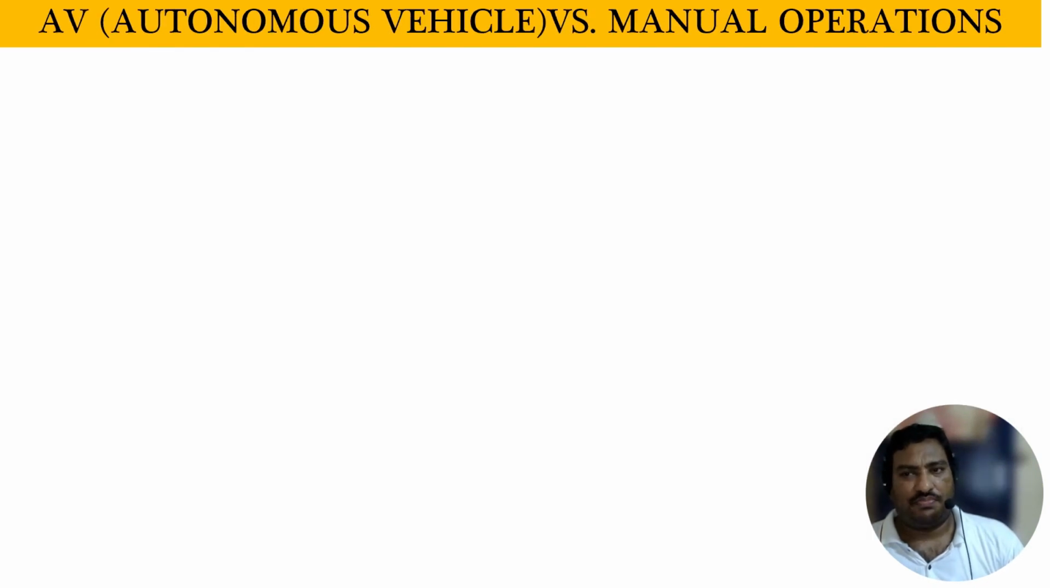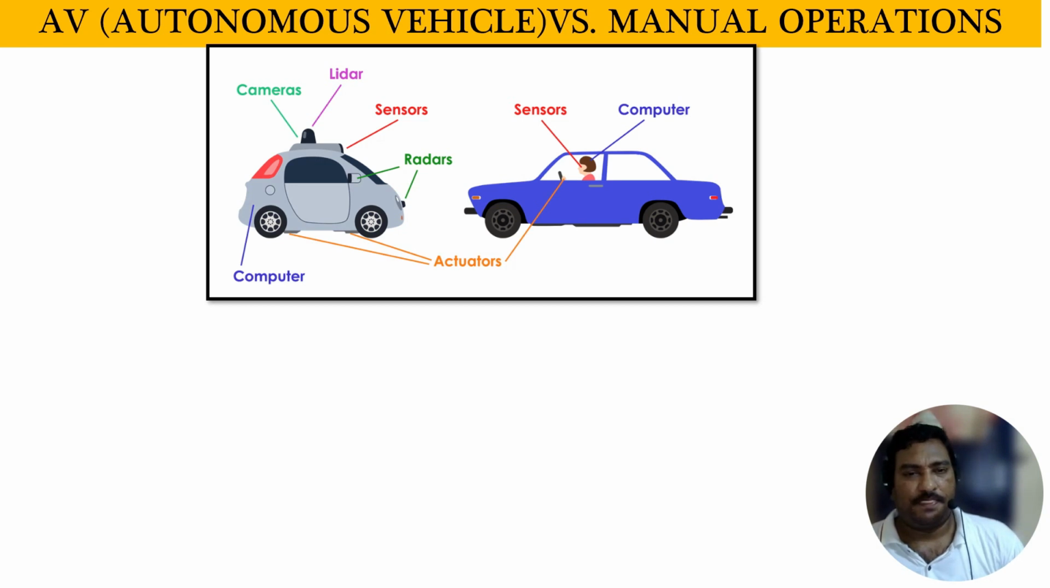Autonomous vehicle versus manual operation. Here in this diagram, you can see the left one is an autonomous vehicle and the right one is a conventional vehicle. In the left one, the camera, LiDAR and other sensors, actuators and computers are there. On the right-hand side, you can see sensors, actuators and computer, which all denote a human. Here we can understand that a human can act as both sensors and computer. A human can decide the situation and take all the control of the vehicle.